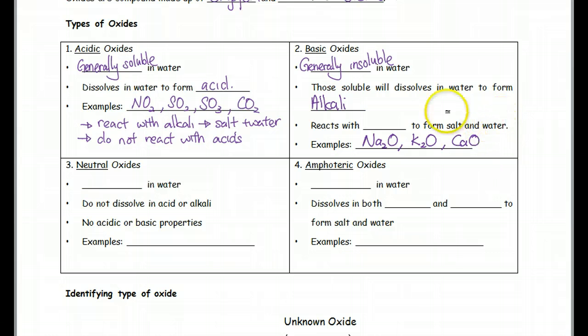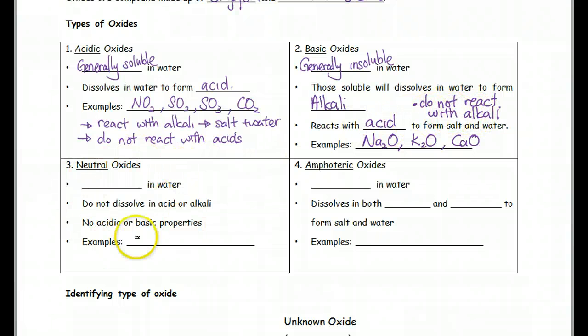So why are they classified as basic oxide? Because they react with acid to form salt and water, but they do not react with alkali. Okay, so acidic oxides react with alkali but not acid. Basic oxide is the opposite, which reacts with acid but not with alkali.